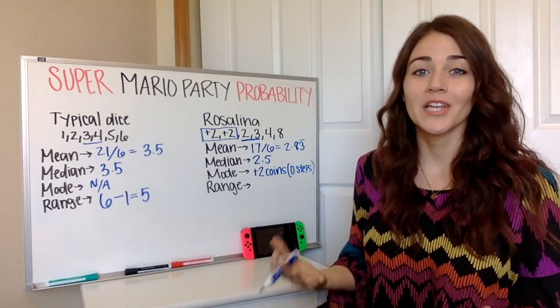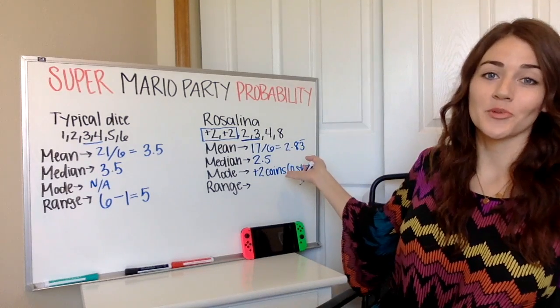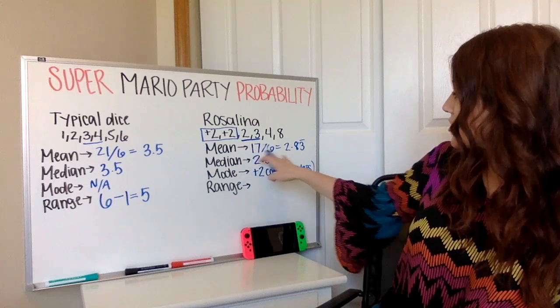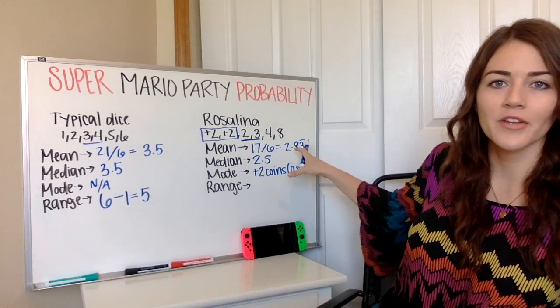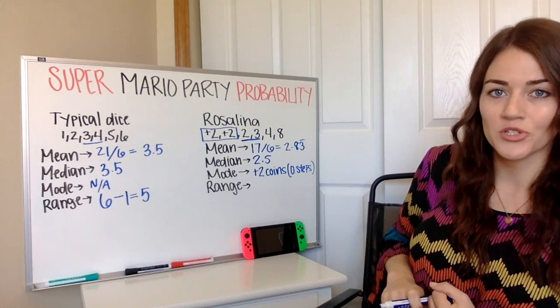Again, that's why this can be kind of controversial, because that could be really great in some situations. You might look at the average of this and be like, whoa, that's way lower than the others. But there are situations where you will want to use Rosalina's dice.